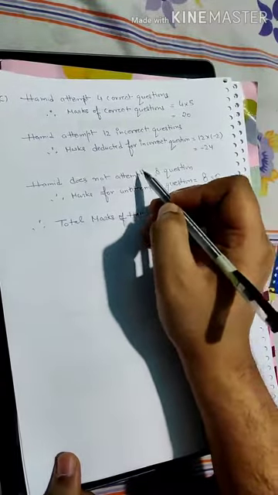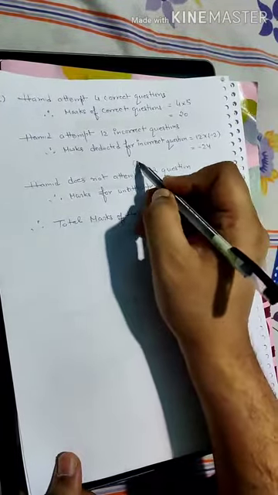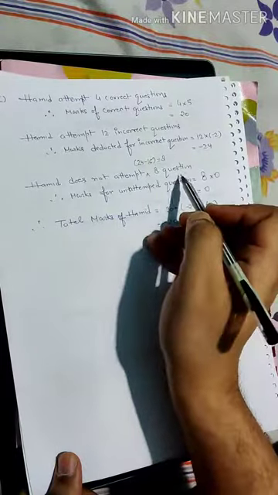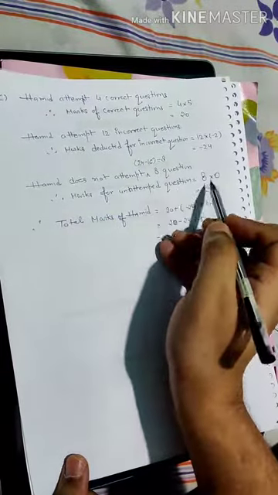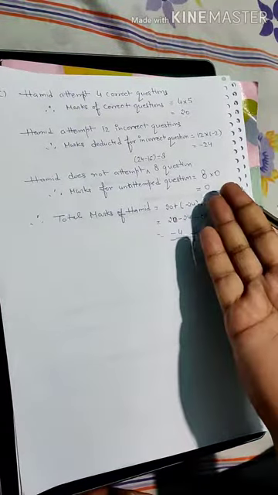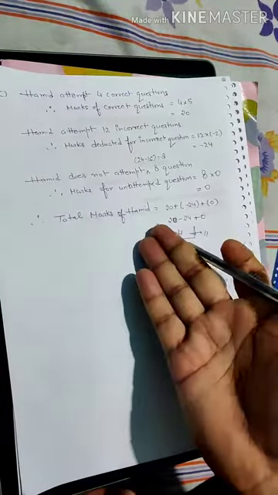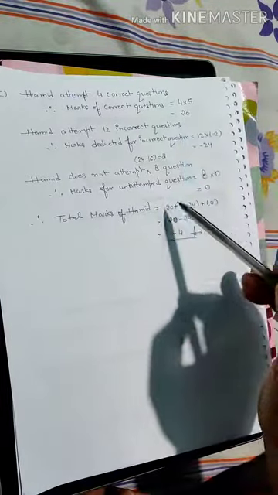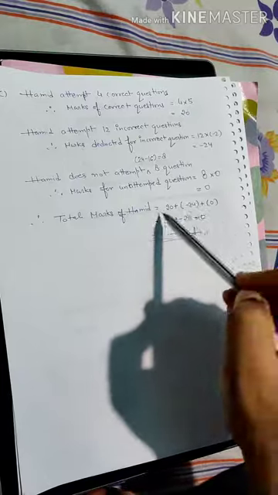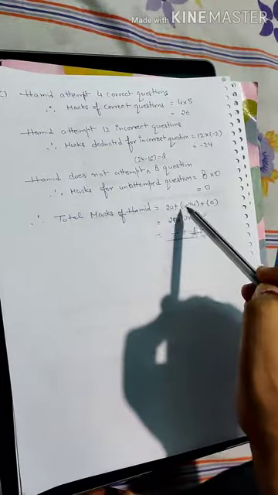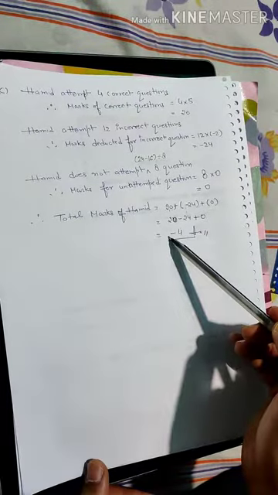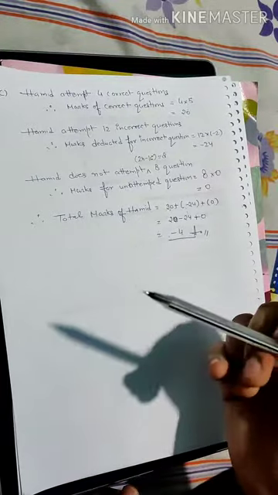So you can also write here: 24 minus 16 comes to 8. Hamid does not attempt 8 questions. So marks for unattempted questions is 8 into 0, because 0 will be awarded for unattempted questions. So the answer will be 0. So the total marks of Hamid: for correct answers 20, incorrect answers minus 24, and unattempted 0. Add them here, plus minus minus, and 0. So 20 minus 24, minus 4 will be the answer. So his score is in minus.